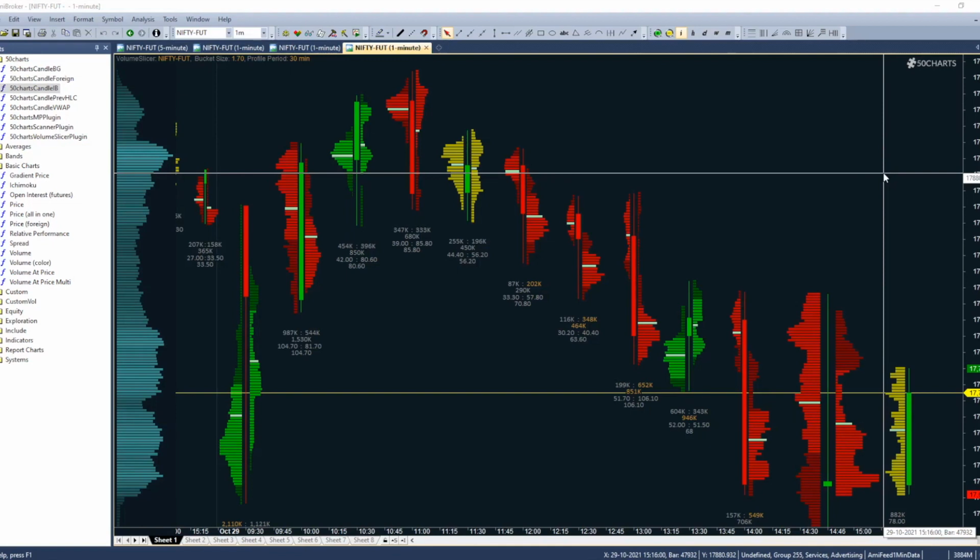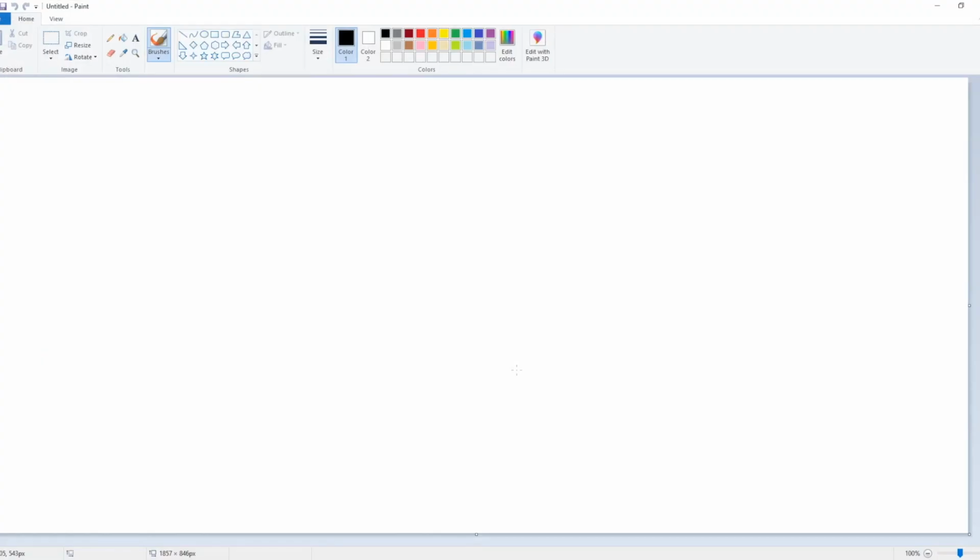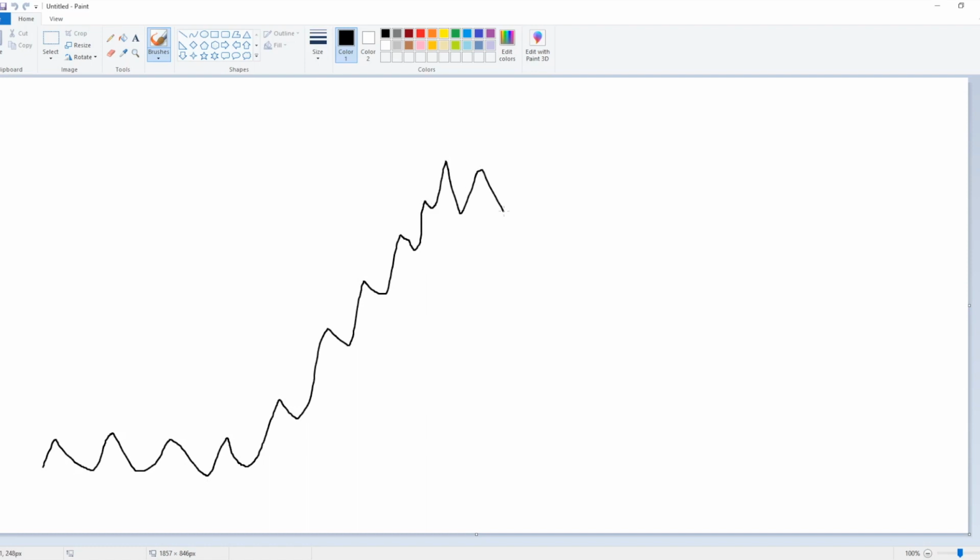Now, how to use this chart? Usually the market stays in one of two states: either it will be in balance or it will be in an imbalance move. Let's say this is the balance move, and then from here it goes to an imbalance move, and then it balances here, and then again it can go down and try to balance here.